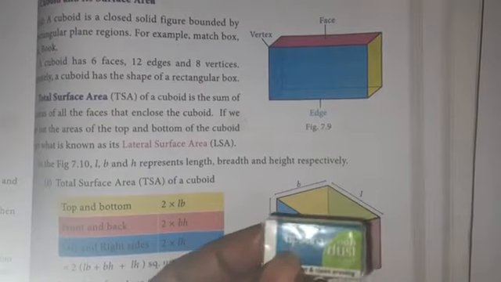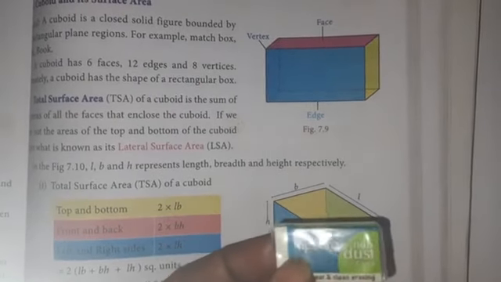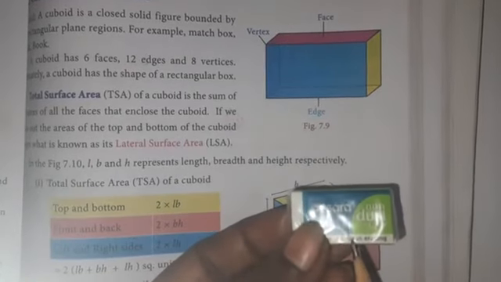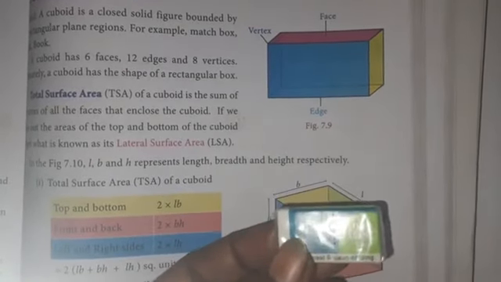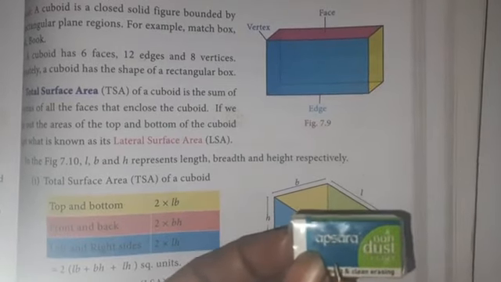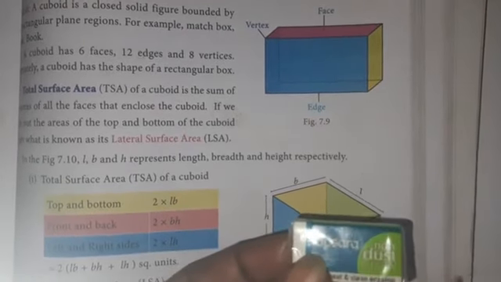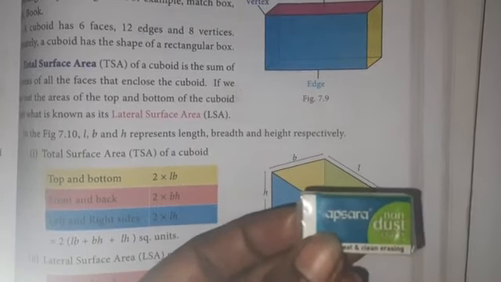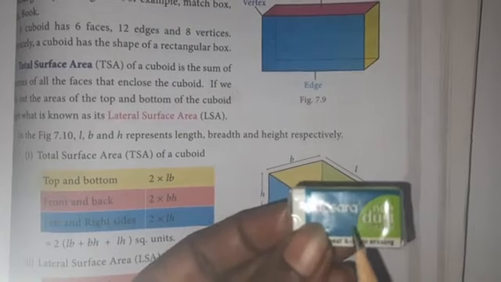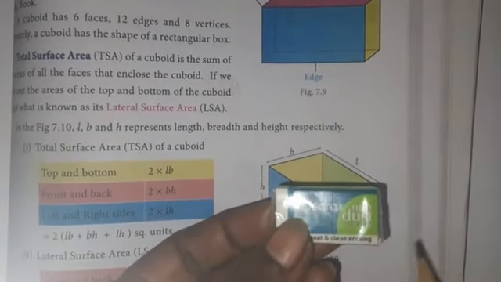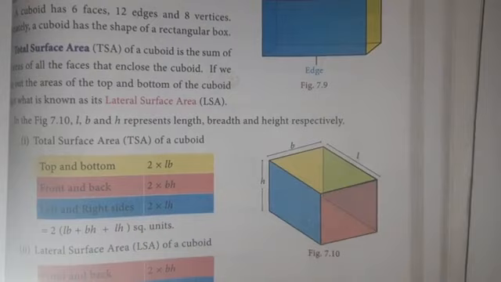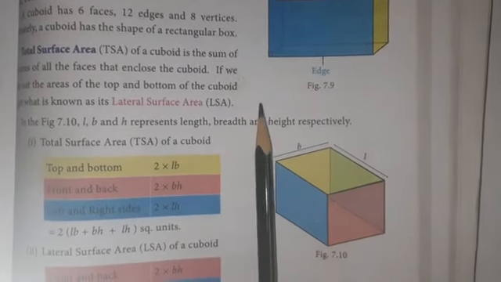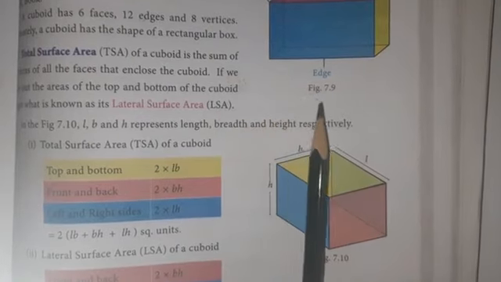Next one is lateral surface area. What is lateral surface area? For total surface area, we included all the faces. For lateral surface area, we have to leave out the top and bottom. The remaining part should be included, that is 1, 2, 3, 4. These sides should be included. We should not include the top and bottom. That is called lateral surface area, LSA. The formula is 2 into (L plus B) H square units.